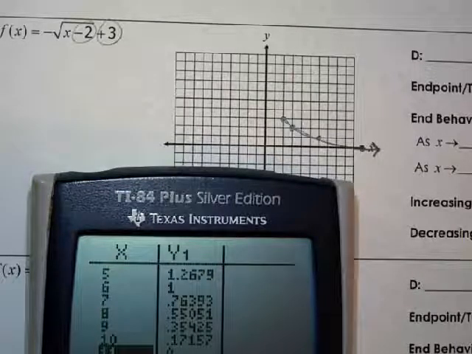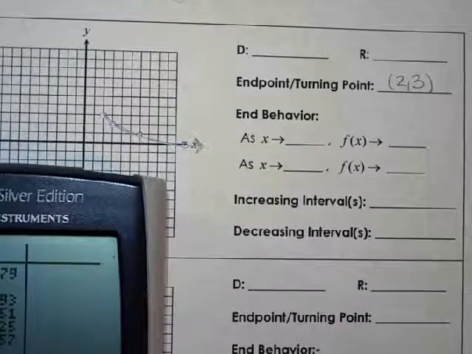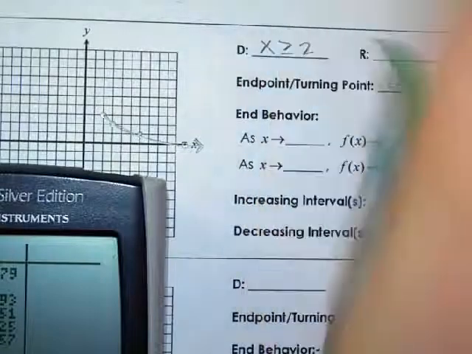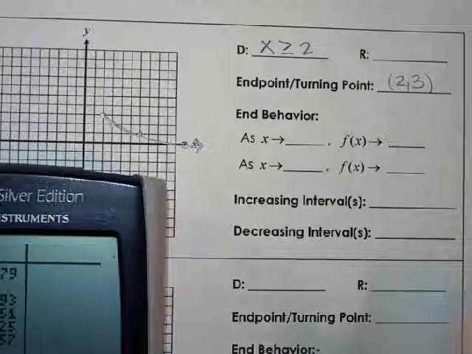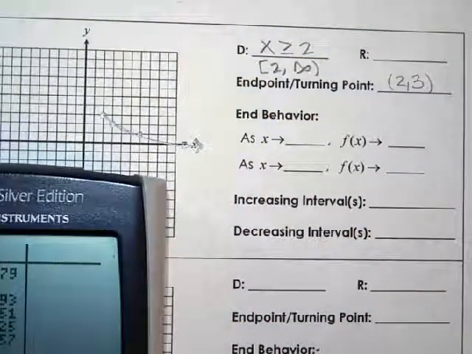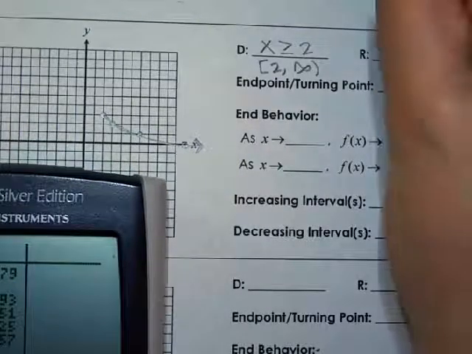What is the domain? X is greater than, it's still greater than because it's still going to the right. Okay, now what about the range? Y is less than or equal to 3. Or if we wrote it the other way.